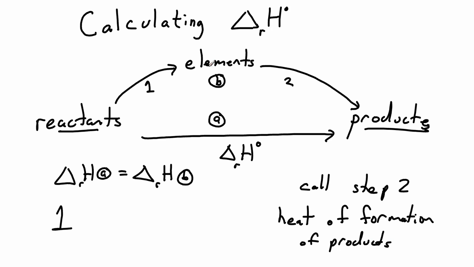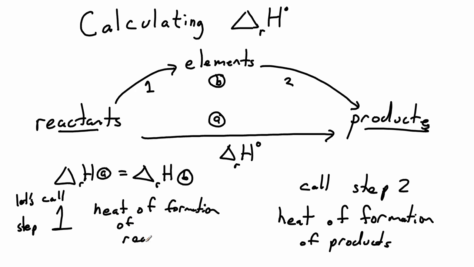And of course, if we were going from the elements down to the reactants in this sort of leftward direction, we'd call that the heat of formation of reactants, but that's not what we're doing. That's not what step 1 is. So let's call step 1 something else. Let's call that the heat of formation of reactants, but because we're going in the wrong direction, let's call this the negative of the heat of formation of reactants.